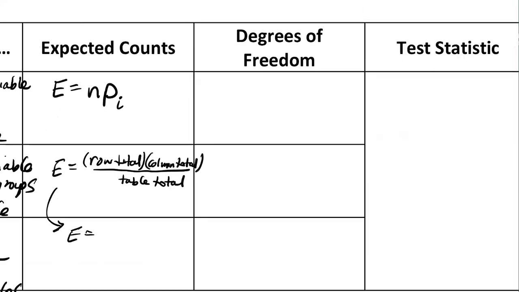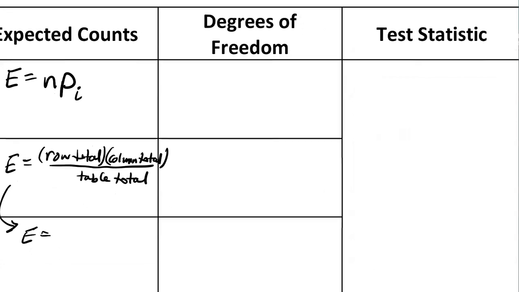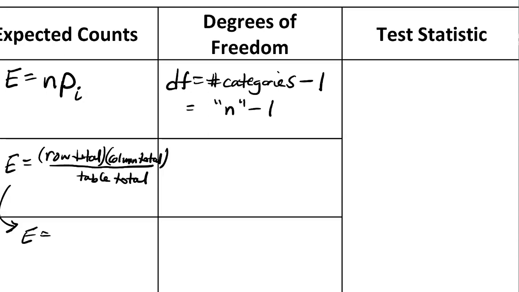Next we have degrees of freedom. Degrees of freedom for a chi-squared goodness of fit test is the number of categories you have minus 1. You could also see this as n minus 1, but I don't really like using n there because we often think of sample size with n, so I'd rather put number of categories minus 1 rather than n minus 1.